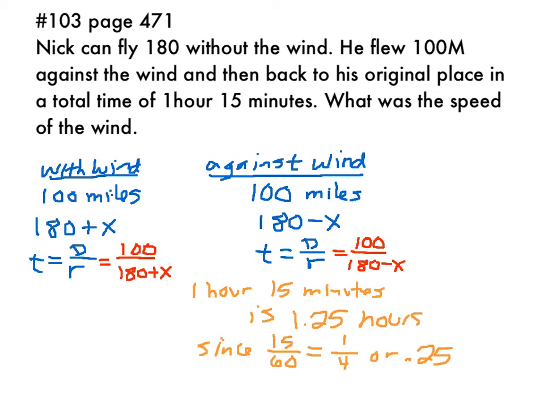They say that he flew 100 miles against the wind and then back to his original destination, and the total time was 1 hour and 15 minutes. What was the speed of the wind?